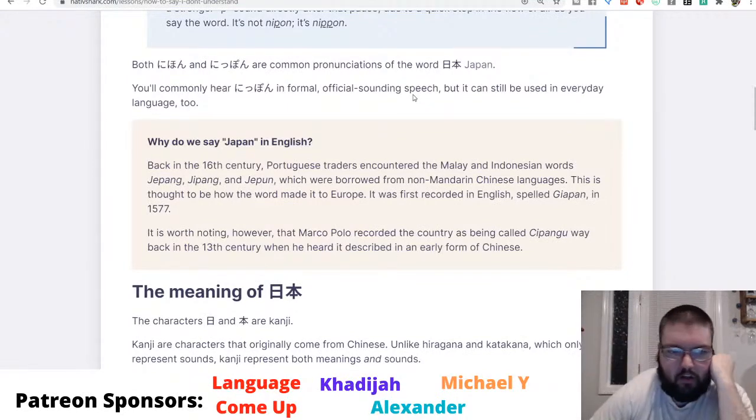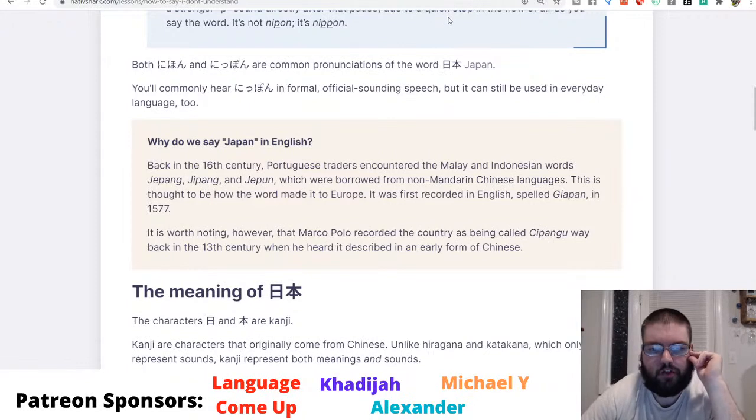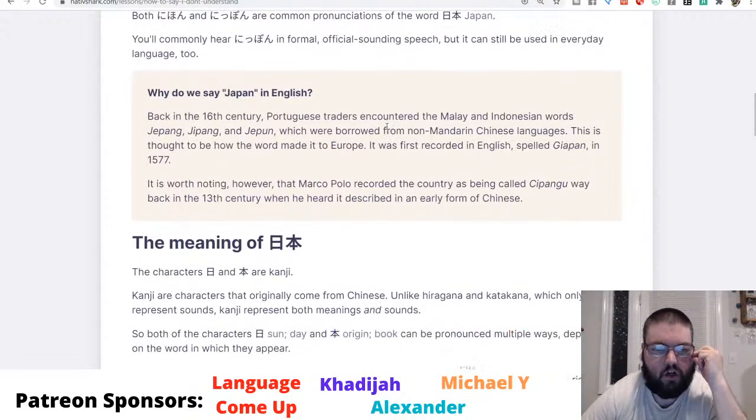Why do we say Japan in English? Back in the 16th century, Portuguese traders encountered the Malay and Indonesian words Jepang, Jipang, and Jepun, which were borrowed from the non-Mandarin Chinese languages. This is thought to be how the word made it to Europe. It was first recorded in English, spelled Japan. Whoa, okay, that's cool. It is worth noting, however, that Marco Polo recorded the country as being called Chipangu back in the 13th century.